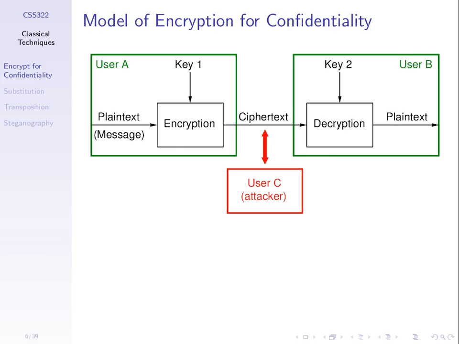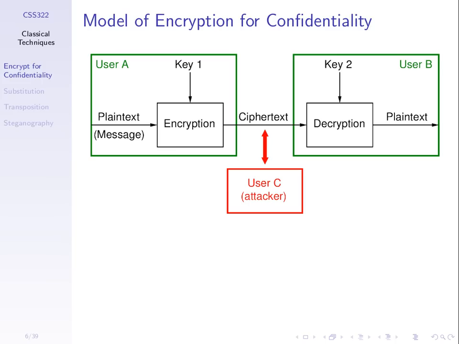At B, we apply a decryption algorithm, usually different from encryption but related. It takes ciphertext as input, another key, which may be the same or may be different from the original one, but a key, and if everything's designed correctly, the decryption algorithm will produce the original plain text as output.